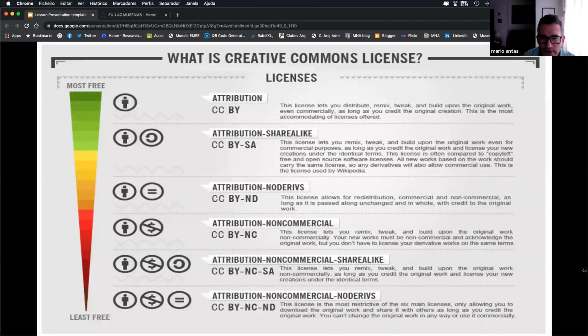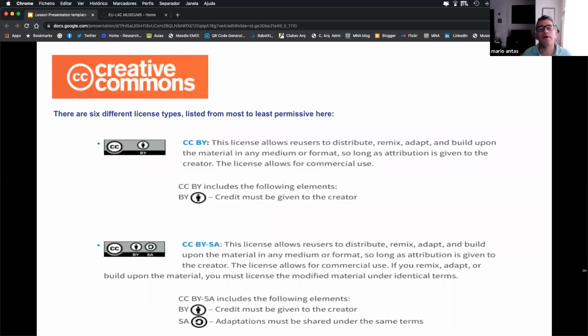But we can look deeper into these licenses and what we are talking about when we ask permission for using a work. So, starting with the most free and open licenses, we have CC BY, which allows users to distribute, remix, adapt, and build upon material in any medium or format, as long as attribution is given to the creator. So that's why we have these symbols, and the credit must be given to the creator. It is the most open license.